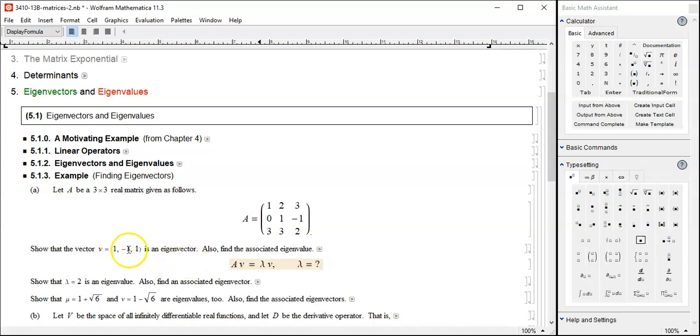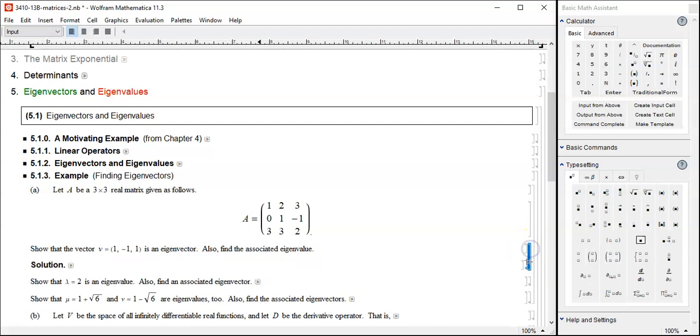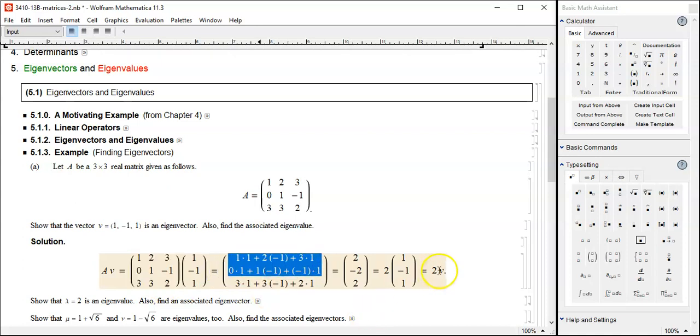And v is of course 1, negative 1, 1. How do we do that? It's simple. Just calculate A times v. Here, A times v. Just do the matrix multiplication, and here we go. Detailed computation is left to the student. If you do it right, you're going to get 2, negative 2, 2. And you can easily see that is 2 times v. So whenever you have an eigenvector, or a candidate for an eigenvector, it's easy to find an eigenvalue. Just do the matrix multiplication and then compare with the original.